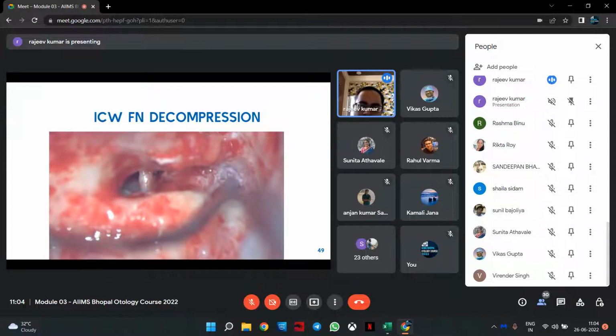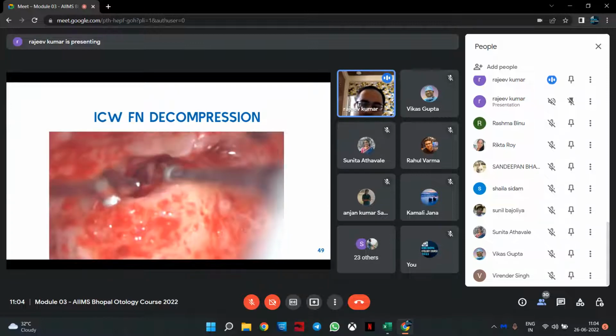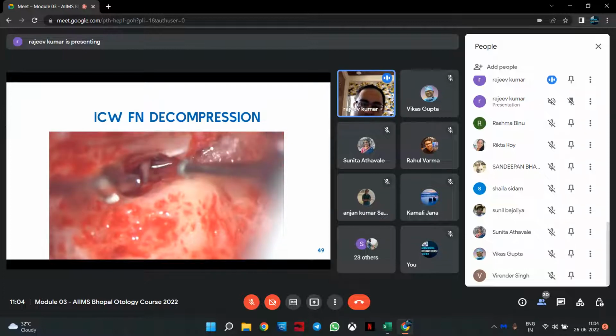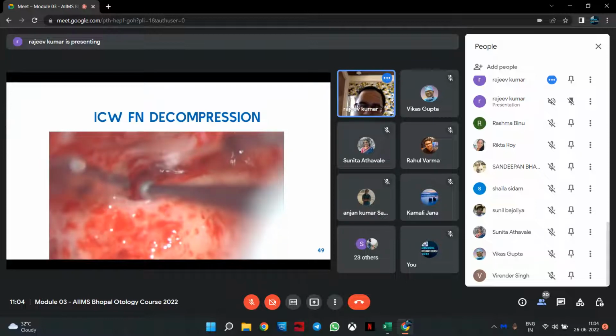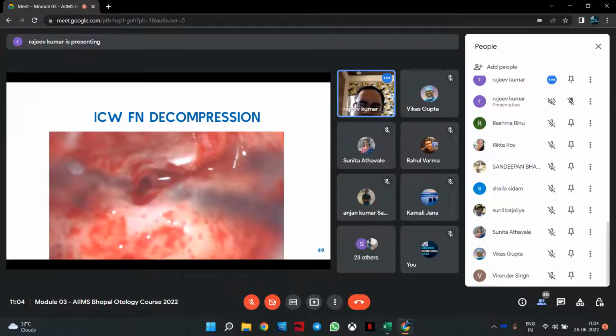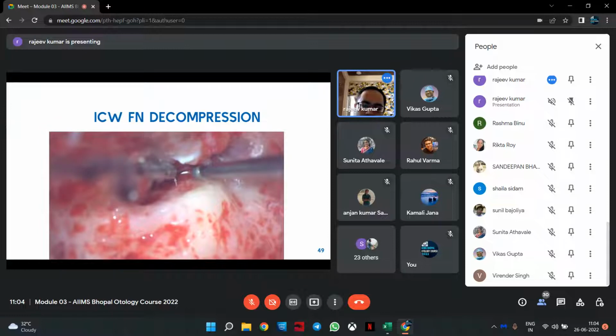In the disease of chronic otitis media, you might need to remove the incus and the malleus head to access the anterior epitympanum. Here it is done for facial nerve decompression, and hearing was normal, that's why no ossicle was removed.